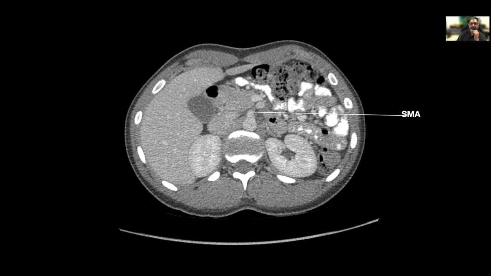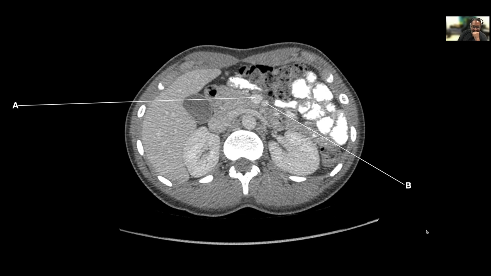Yes. Just hold on. There's a chat. All right. It's the SMA. Let's go to the next one. Now, what is this? Fit further down. One of them is still the SMA. Correct, B is SMA. Correct, A is SMV. Very well done. That's the superior mesenteric vein and that's the superior mesenteric artery, correct.